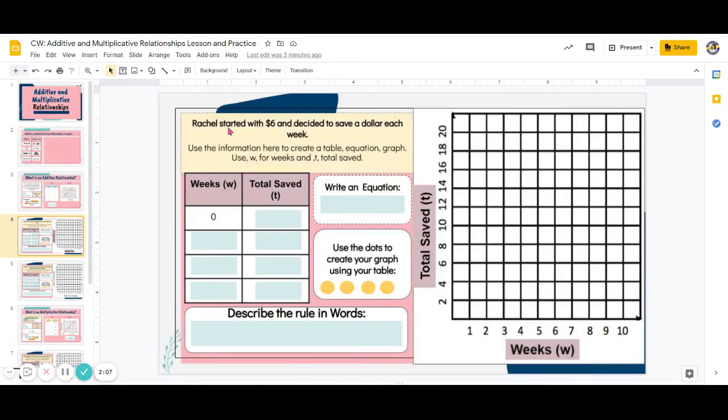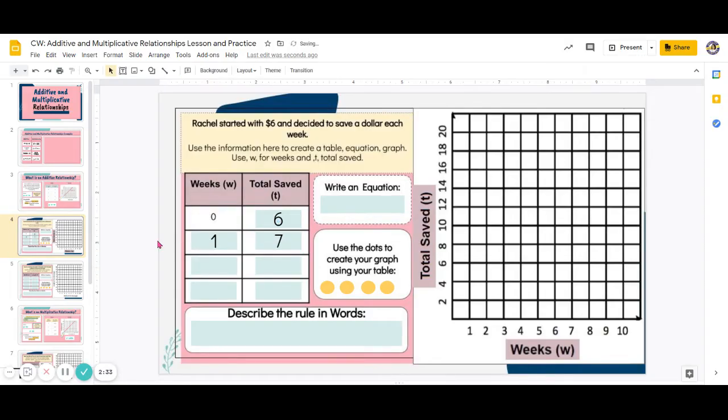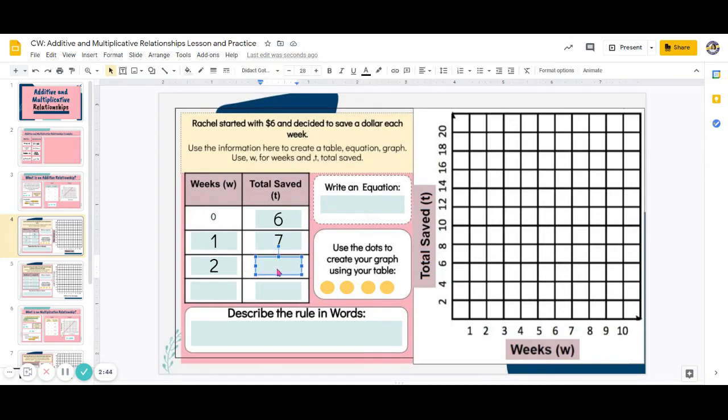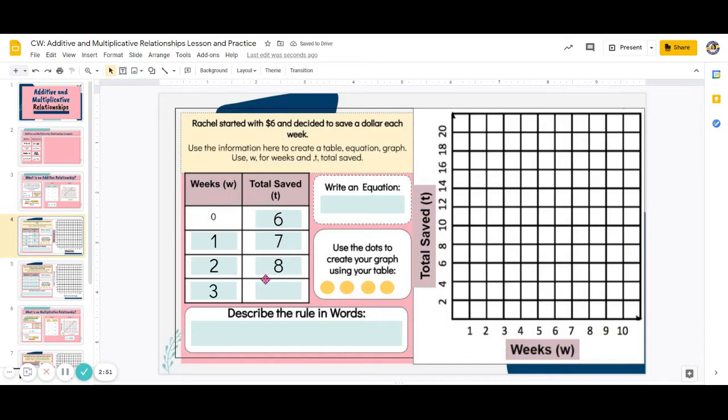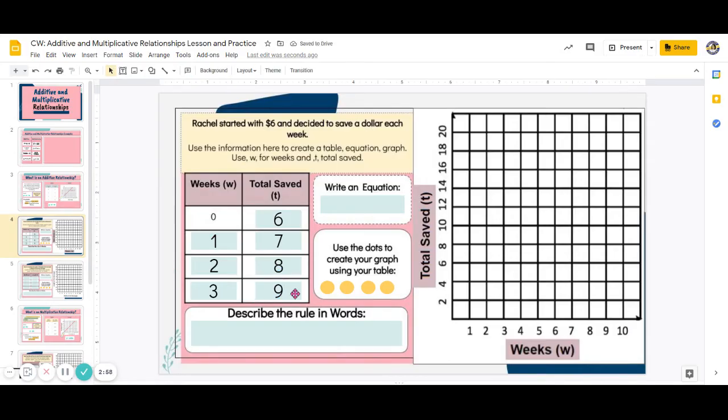Number 4. Rachel started with $6 and decided to save $1 each week. So I have the number of weeks and the total saved. On the first week, she started with $6, and if she's saving $1 each week, that means she's going to have $7 now. Week 2, I'm adding $6, and now I'm going to end up with $8 saved. Week 3, I add my $6 that I started with, and then I have $9 that I've saved up.